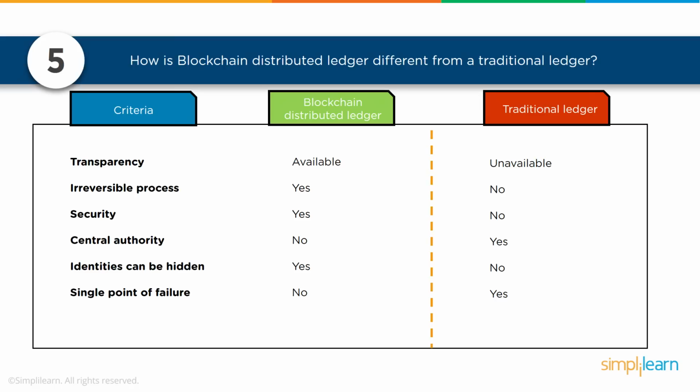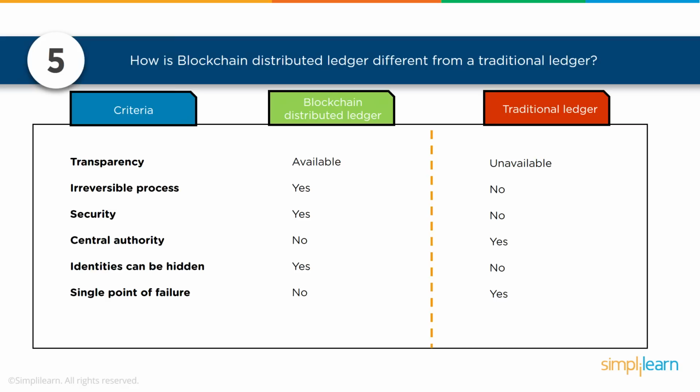Distributed ledger is more secure. It uses cryptography. Every transaction is hashed and recorded. In a traditional ledger, the security can be compromised. In a distributed ledger, there is no central authority. It's a distributed system. The participants of the network hold the authority to maintain the sanity of the network and are responsible for validating the transactions.